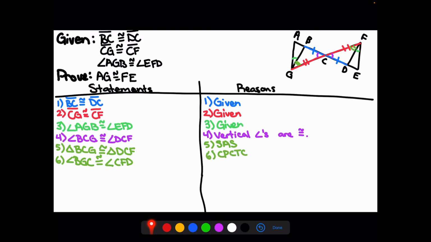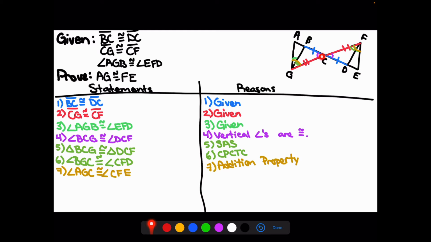Now at this point, I should be able to combine these two angles together, these two green angles. So to do that, I'd say angle AGC, the full angle, is congruent to angle CFE, also the full angle, because I'm just adding these two angles together. So that'd be by the addition property. Now at this point, we should have enough information to prove that the larger triangles are now congruent.